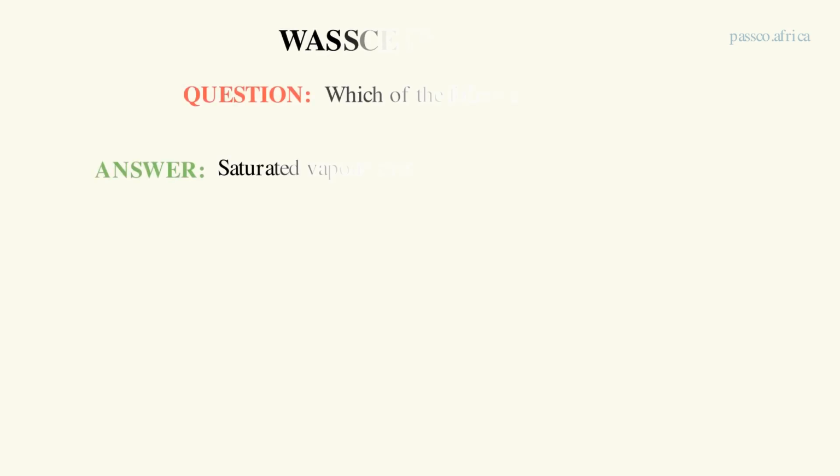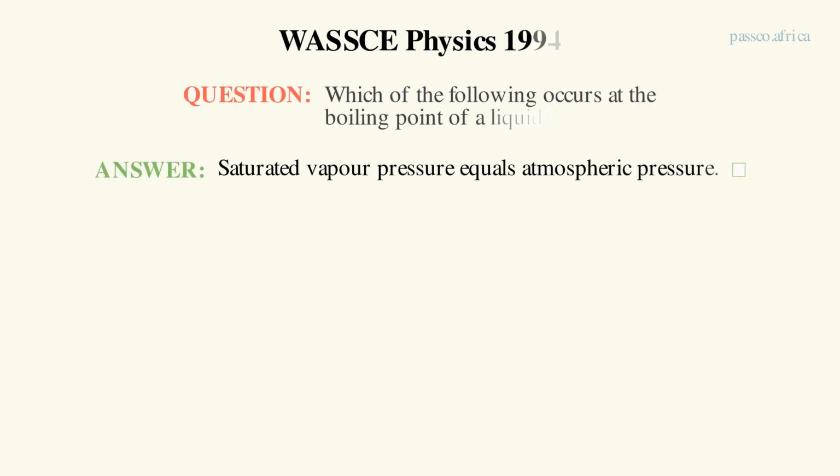Welcome to our physics tutorial series, where we break down complex concepts into simple, understandable pieces. Today, we are going to explore one of the fundamental properties of a liquid, its boiling point. This is an essential topic in the WASSCE syllabus, and understanding it will help you score better in your exams. So, let's dive right in. Here is the question. Which of the following occurs at the boiling point of a liquid? Now, try it yourself.